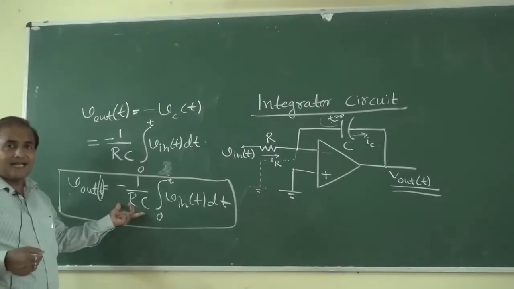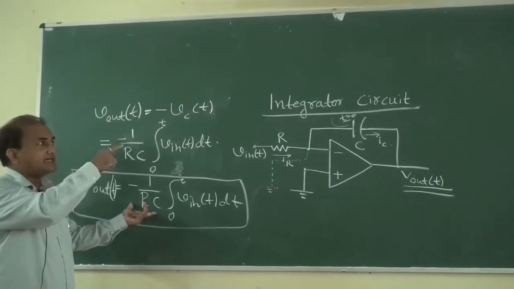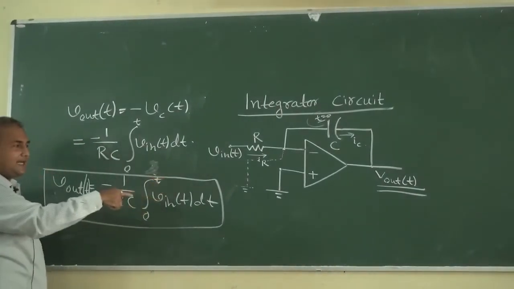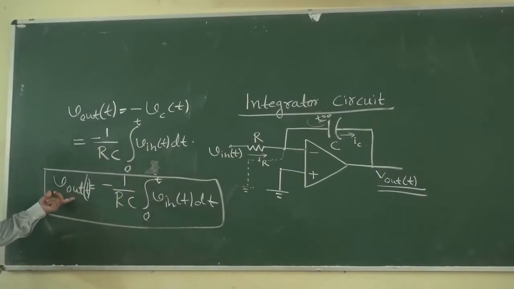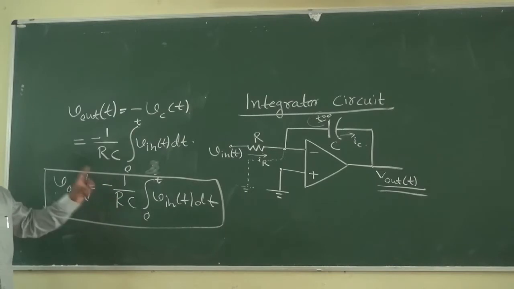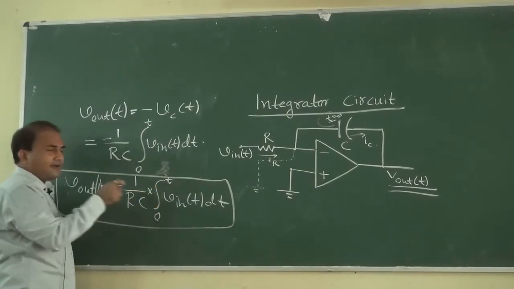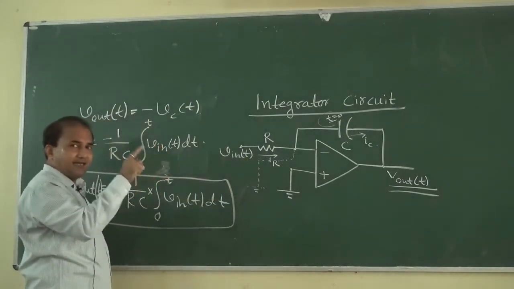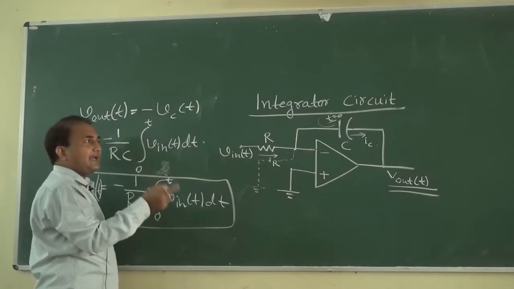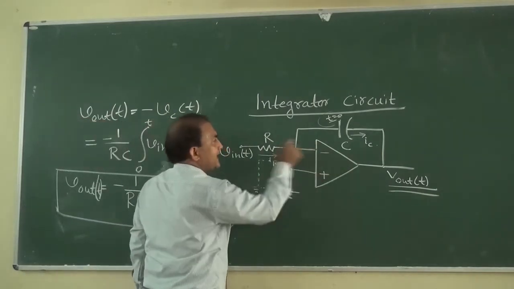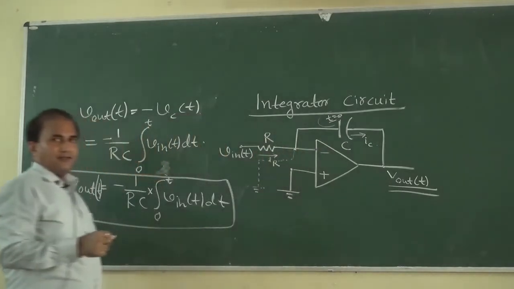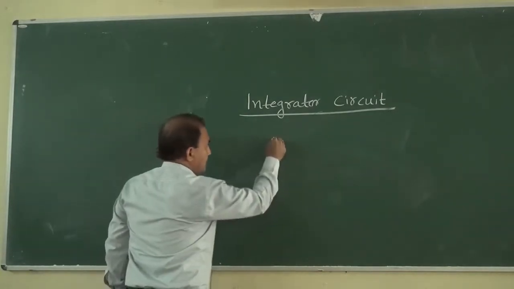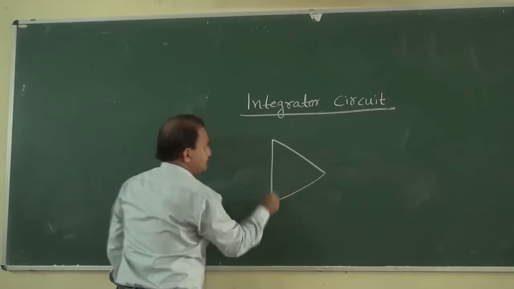So what is this RC? RC is the time constant of this RC circuit, and this is the integral of 0 to t V in of t dt. So V output is equal to minus 1 by RC multiplied by the integration of the input V in of t. Thus we can say that this circuit is an integrator circuit, and it can be made using this operational amplifier and this R and C. Now we will see the integrator circuit having many inputs.